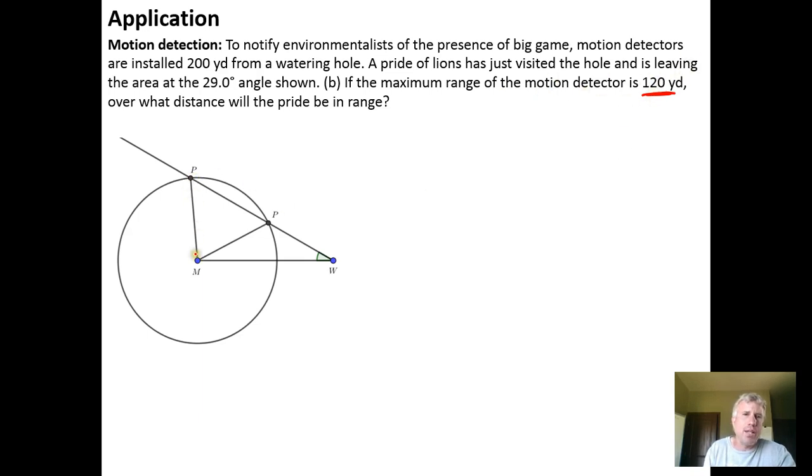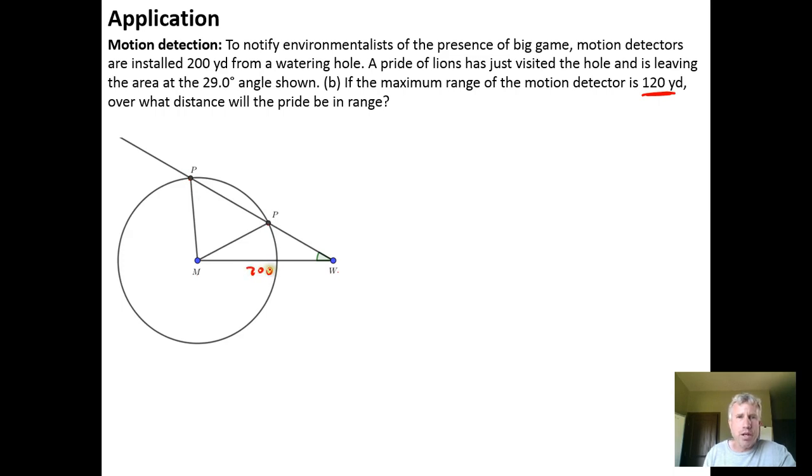So we're changing the radius on this circle. We're making it larger, giving ourselves a larger range. We still have the motion detector, the watering hole. The Pride of lions comes into the detector range and exits the detector range. So we get all the same labels.